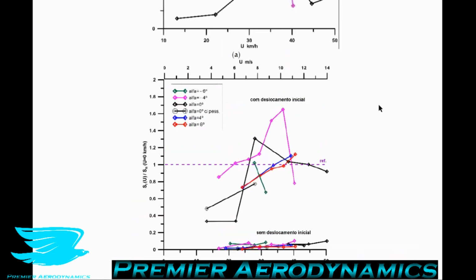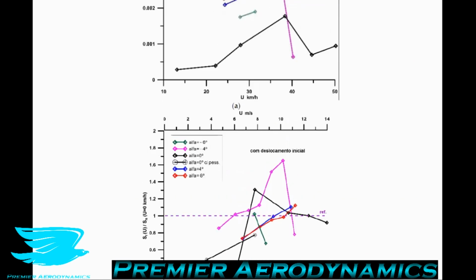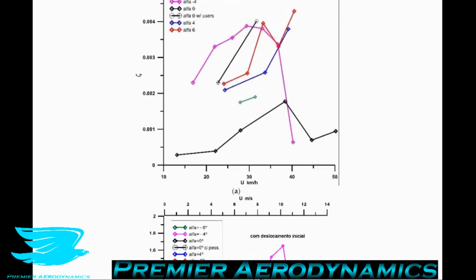for swing displacements. So the damping coefficient evolution as a function of both wind velocity and the angle of attack is shown in figure 16a. Its values are always positive with initial displacement, with drag playing a role in this behavior. So let's talk about this.